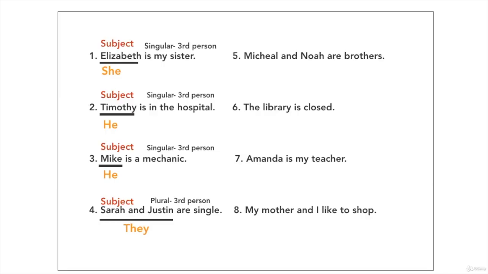Number 5. Michael and Noah are brothers. Michael and Noah are the subjects. It is plural. There are two people, third person, they. Number 6. The library is closed. The library is the subject. It is singular. It is a place, third person, it.